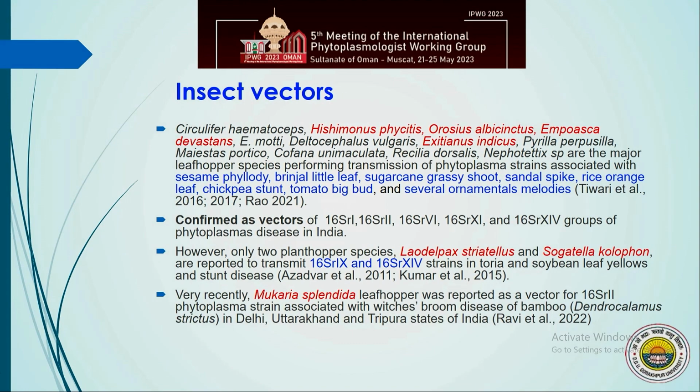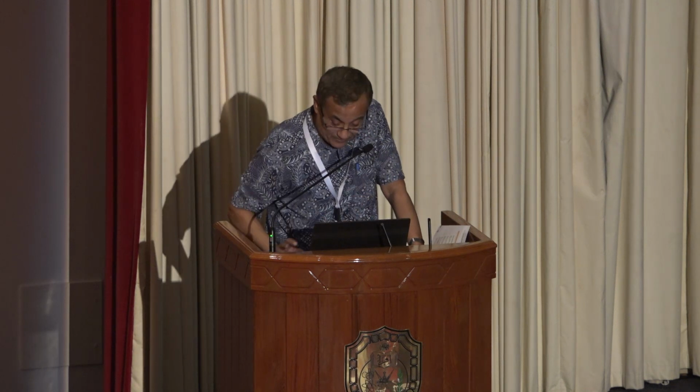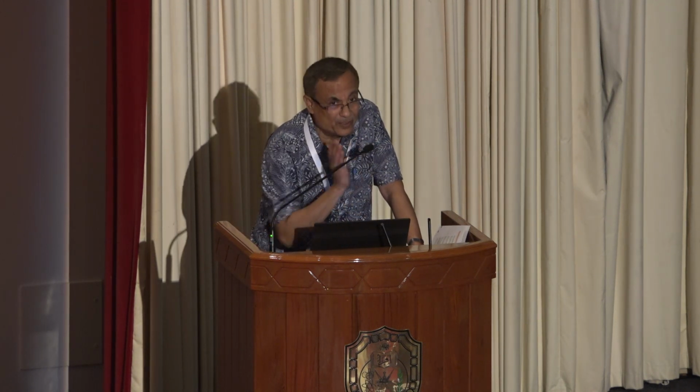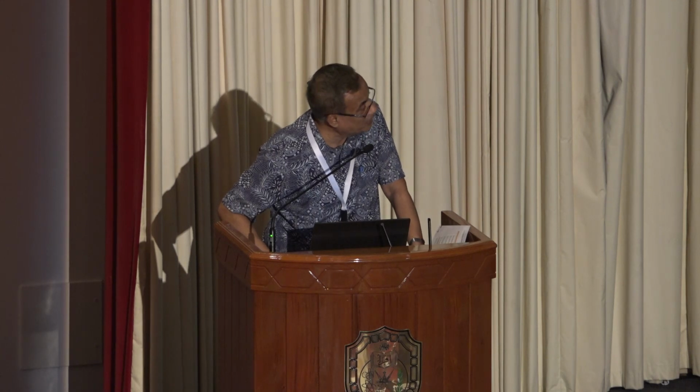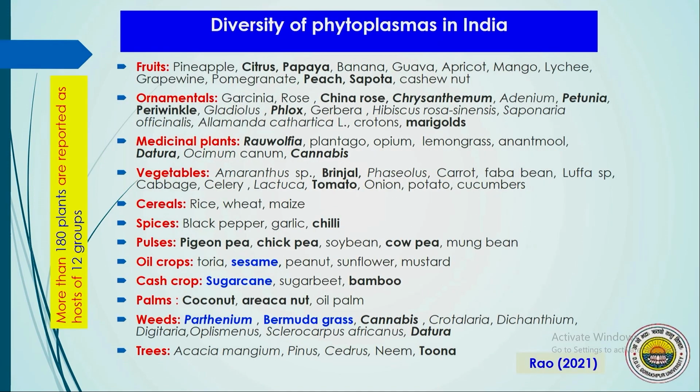As I told earlier, we have already identified more than a dozen vector species, mostly leafhoppers and at least 2 planthopper species. They are very potential vectors of most of the phytoplasma strains in India. I have listed the names, but I'm not going into detail; I'm presenting this information just for brief information. Very recently, we identified a new leafhopper vector, Mukaria splendida, which inhabits bamboo plantations and is a very efficient vector for transmitting phytoplasma strains associated with bamboo species in India.